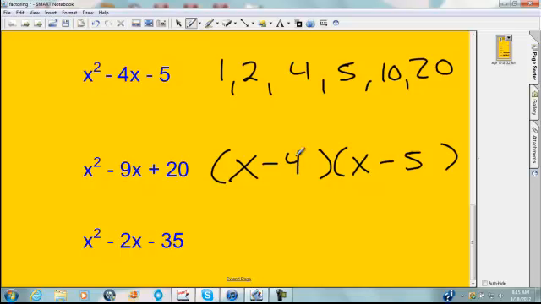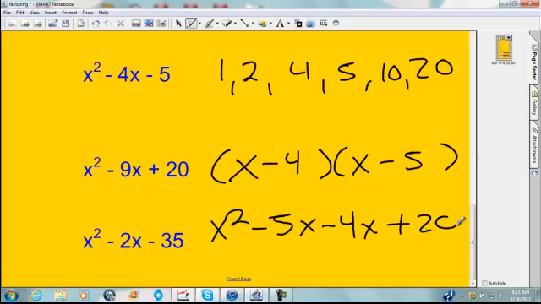Why did I use those? Because when I multiply negative 4 times negative 5, it's going to give me my positive 20, but when I add the two up, it's going to give me my negative 9. Now let's double check. X times x is x squared. X times negative 5, negative 5x. Negative 4 times x, negative 4x, and then our negative 4 times negative 5, positive 20. Combine like terms, and we're right back to where we started from.